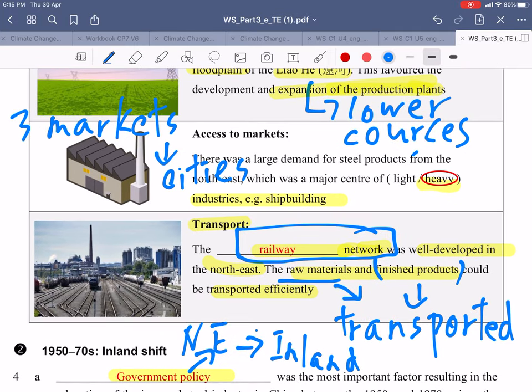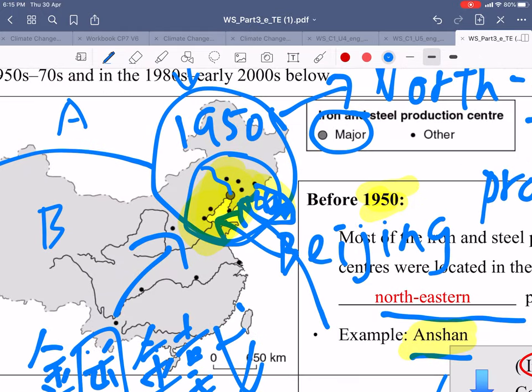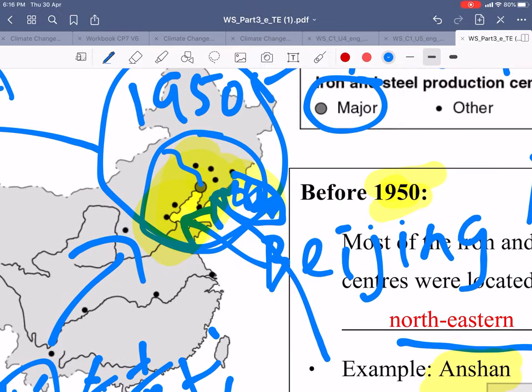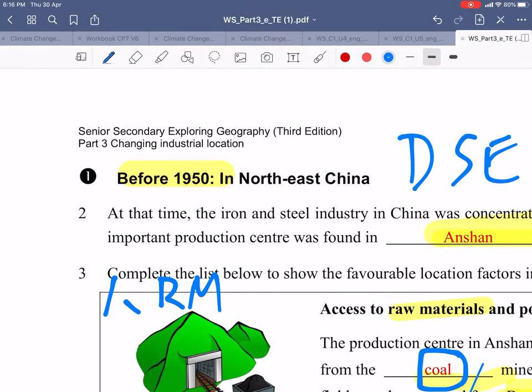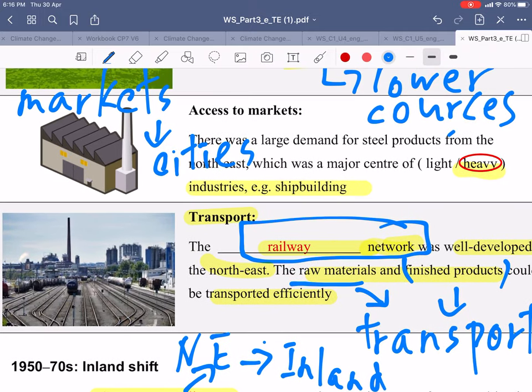Then access to the market, because there are large cities right here. For example, Beijing is somewhere like here, and also Tianjin. So it can provide a lot of market, where a lot of population are willing to buy those things from the iron and steel plants. Also there are different kinds of heavy industry that can serve as a market for the iron and steel plant.